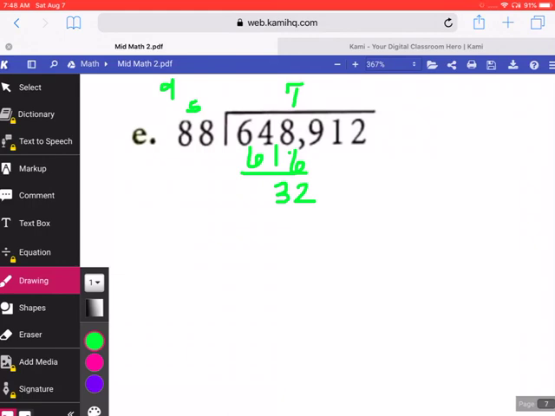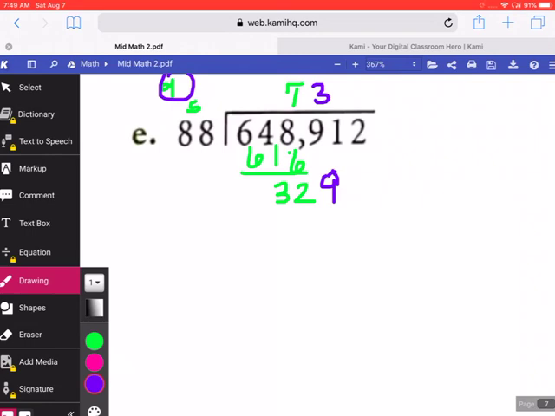So it's less than that, so we're good there. And again, now we're going to drop our 9 down and we're going to estimate taking the 9 into 329. Okay, so 9 will go into 32 about how many times? Well, 9 times 3 is 27. 9 times 4 is 36. So let's try the 3.